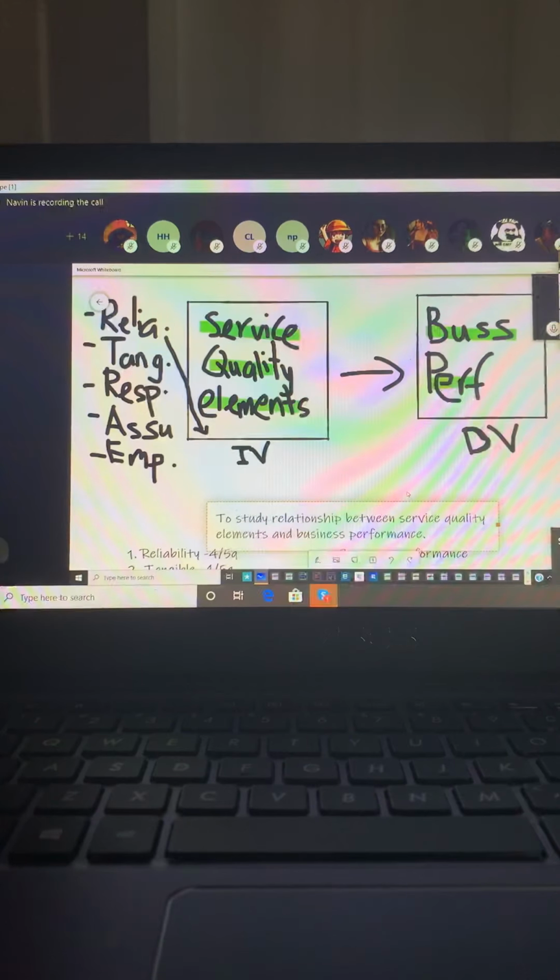Okay, so is it clear, guys? Do you know how to do a research objective? A research objective is about the relationship between this one, or all of it, and also this one. So next you need to continue to study the relationship or impact of reliability on business performance and so forth. Is that clear? Do you understand what you are supposed to write for your research objective?